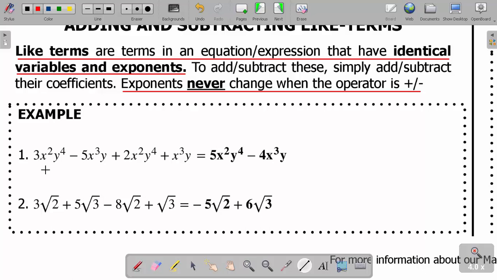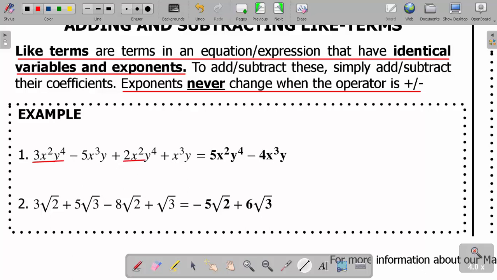Now take an example here. If we have 3x squared y power 4 minus 5x power 3y plus 2x squared y power 4 plus x power 3y. Now look at the like terms here. This is x squared y power 4. Does it have a like term? Let's check. So you look for another x squared y power 4. It is here.